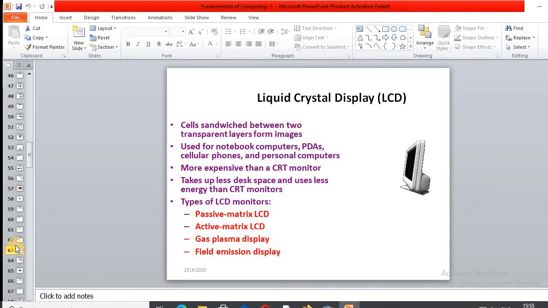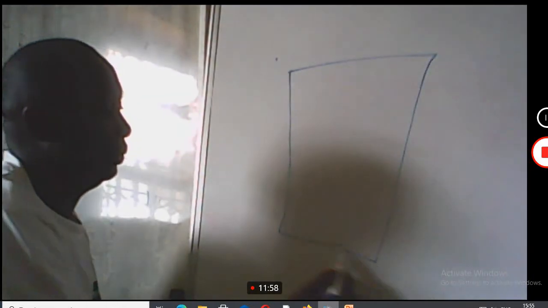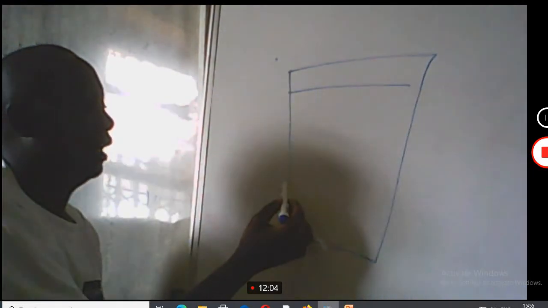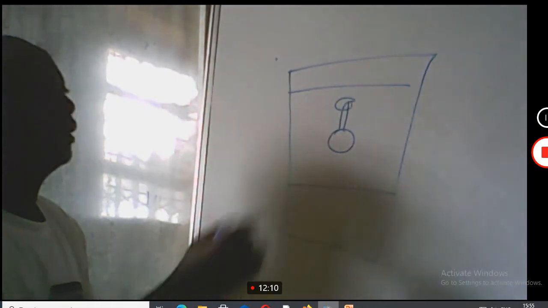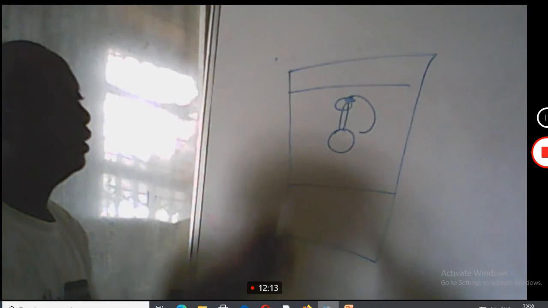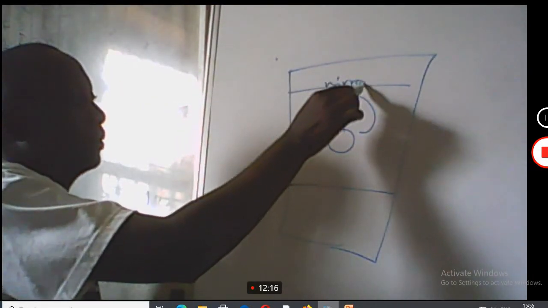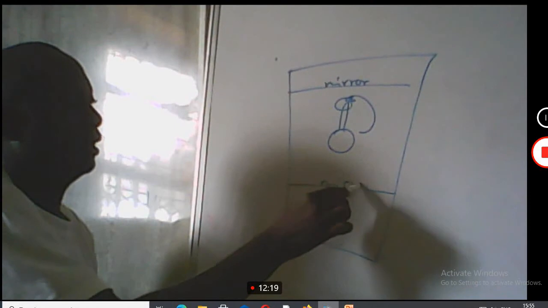Liquid crystal display. Cells sandwiched between two transparent layers form images. Now, here it gives you two things. Why is it called sandwich? Cell sandwich means that I have my screen, and this screen has two mirrors. Most of you have been in a salon where you have a mirror in front of you and a mirror behind you. You are seated there being worked on by someone cutting your hair. So this is a mirror. Is it okay? And also this is a mirror. Are we together?